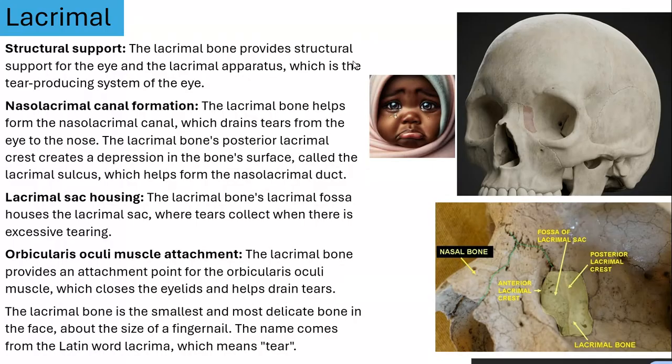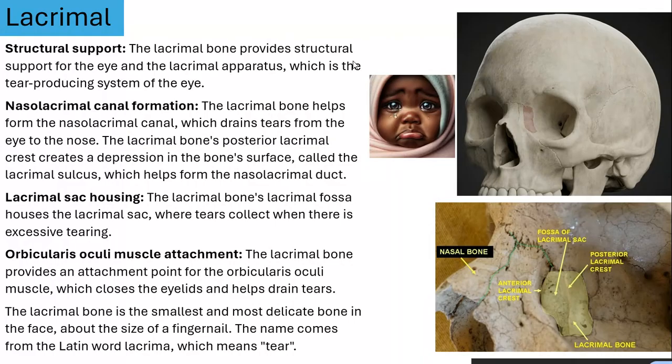Lacrimal sac housing, that's where the lacrimal sac is, right? Where tears collect when there is excessive tearing. This is where the tears actually collect because you're very sad and you want to cry, etc. Orbicularis oculi muscle attachment. The lacrimal bone provides an attachment point for the orbicularis oculi muscle, which closes the eyelids and helps drain tears.